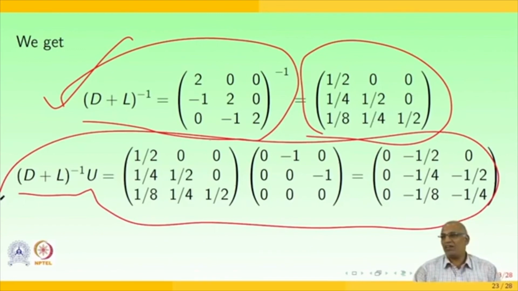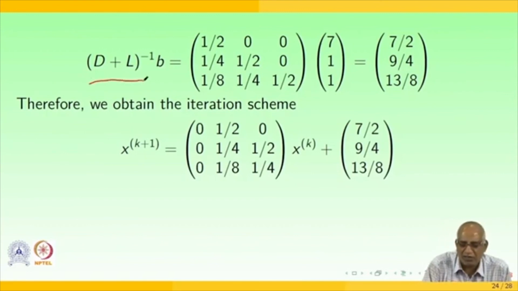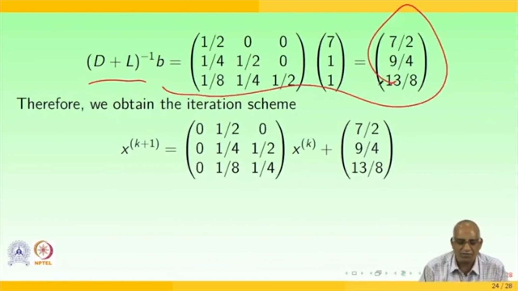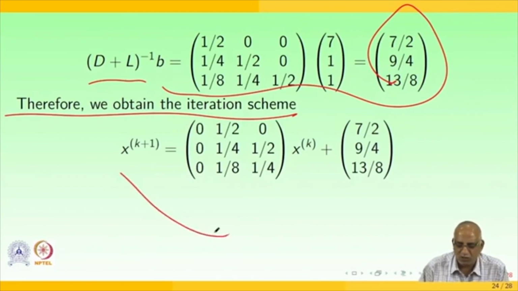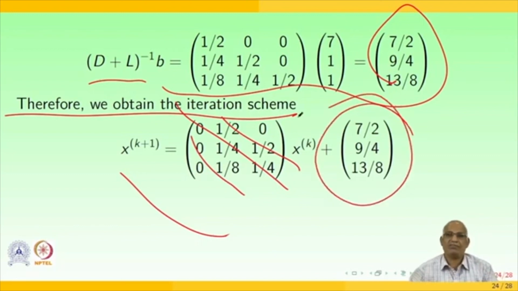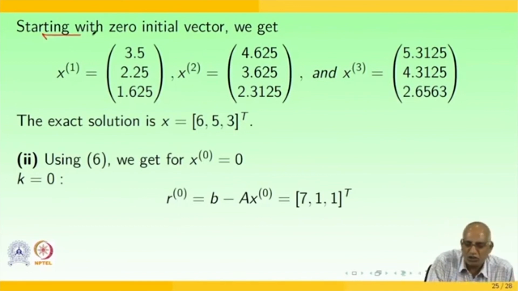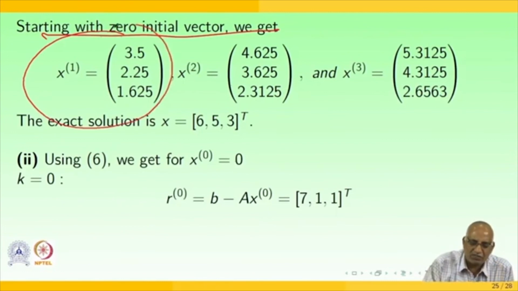Since L and U are the lower and upper triangular matrices, existence of the inverse is not a big issue. If you take this (D plus L) whole inverse times b, you get a matrix like this. Therefore, we obtain the iteration scheme as x of k plus 1 is equal to the main diagonal, subdiagonal, super diagonal, rest are all zeros, times x of k plus the right side vector. If you start with 0 as the initial vector, you arrive at this value x of 1.